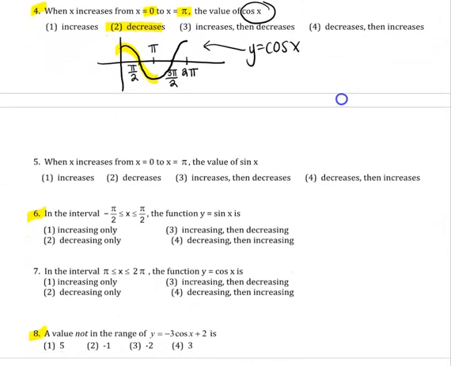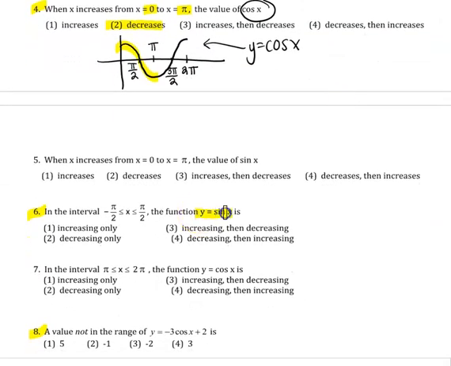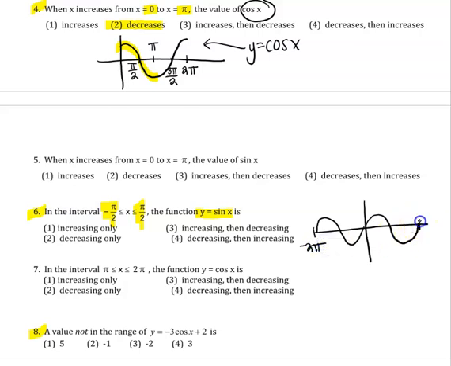Okay, let's try another one. Now we're going to look at sine, but on this interval. So this one's a little bit trickier, okay? So let's set up some sketches here. This is your basic sine graph. And if I continue that in the other direction, now I have it from negative 2 pi to 2 pi, which means this is pi, which means this is negative pi. Now that means this is negative pi over 2, and this is pi over 2.